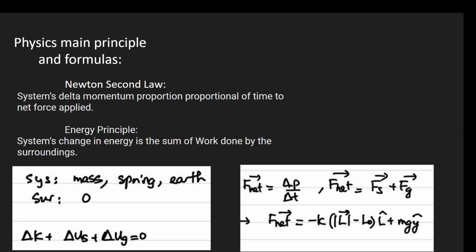So I'm going to talk about Newton's second law: the system's change in momentum over time is proportional to the net force applied, or F net equals delta P over delta t. And you can say that F net is equal to the force of the spring plus the force of gravity, which equals the equations on your right hand. And then the energy principle. In this system, I use the mass, the spring, and the Earth, and there are no surroundings. So the change in kinetic energy plus the change in spring potential energy and the change in gravitational potential energy is equal to zero.